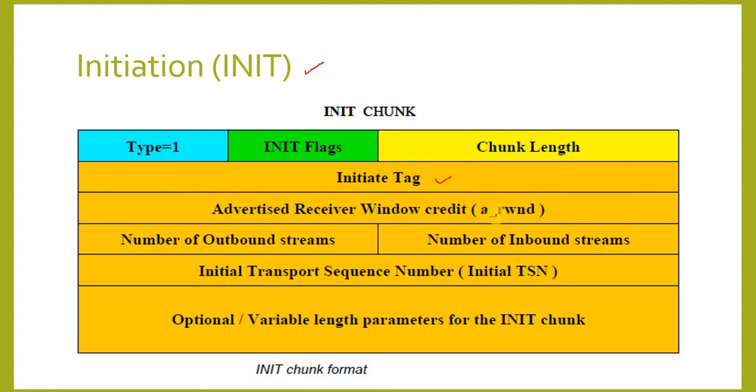in this association. Advertised receiver window credit. SCTP uses a sender-based credit procedure. The INIT chunk informs the receiver what size buffer is available to this association to begin. This value can be adjusted with the SACK chunk. Number of outbound streams. This defines the number of outbound streams to create within this association when established. Number of inbound streams. This defines the number of inbound streams to create within this association when established.